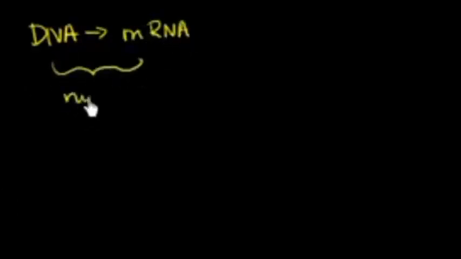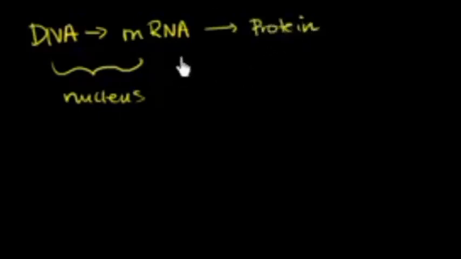From DNA to messenger RNA, and we call that process transcription, and this occurs in the nucleus. And then that messenger RNA makes its way outside of the nucleus, and it attaches to a ribosome, and then it is translated into a protein. And so you could say that this part right over here is being facilitated by a ribosome, or it's happening at a ribosome.